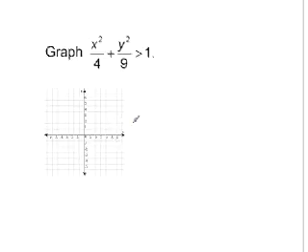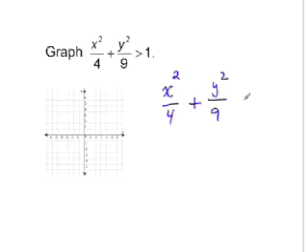Graph x squared over 4 plus y squared over 9 is greater than 1. Let's first take a look at if this was an equation. We have x squared over 4 plus y squared over 9, and let's just assume that it would equal 1. Well, this is the form of an ellipse.